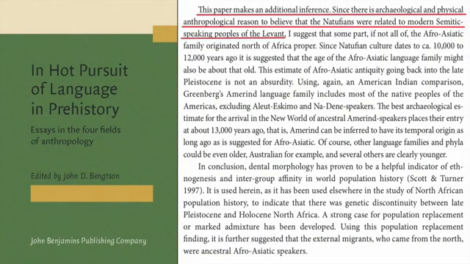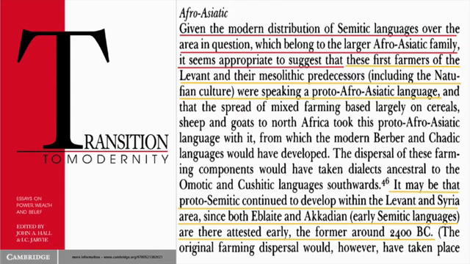According to the book In Hot Pursuit of Language in Prehistory, it reads, "This paper makes an additional inference, since there is archaeological and physical anthropological reason to believe that the Natufians were related to modern Semitic-speaking peoples of the Levant." And according to Cambridge University, it reads, "Given the modern distribution of Semitic languages over the area in question, which belong to the larger Afro-Asiatic family, it seems appropriate to suggest that these first farmers of the Levant and their Mesolithic predecessors, including the Natufian culture, were speaking a Proto-Afro-Asiatic language."